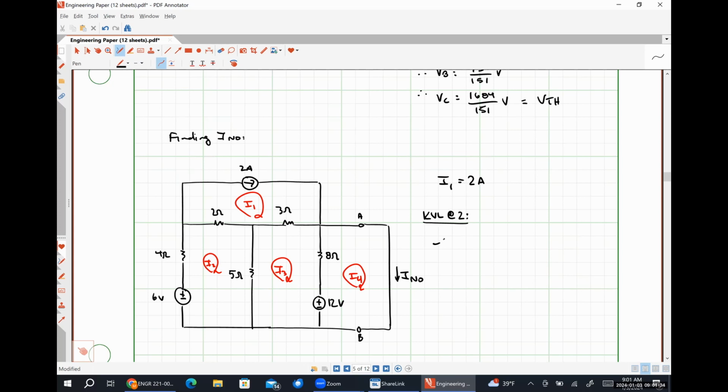So that's going to look like negative 6 volts plus 4 ohms times I2 plus 2 ohms times I2 minus 2 amps plus 5 ohms times I2 minus I3. This is all one long equation. Set that equal to 0.